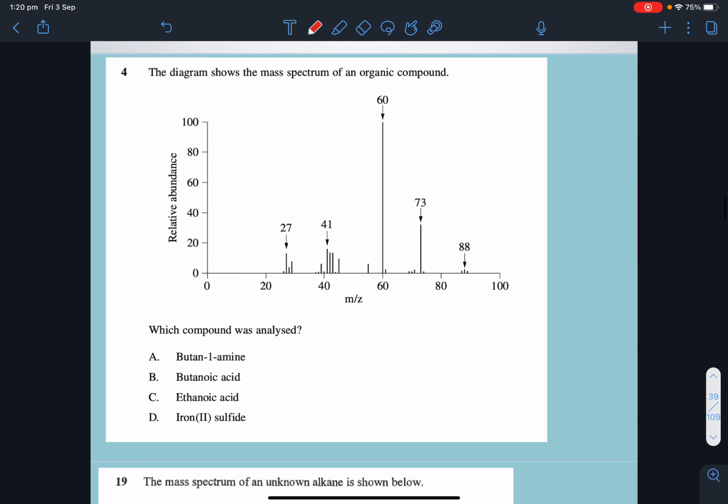Okay, past paper questions. The diagram shows a mass spectrum of an organic compound. Okay, which compound could it be?